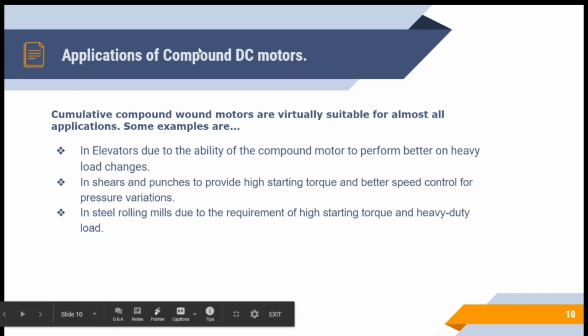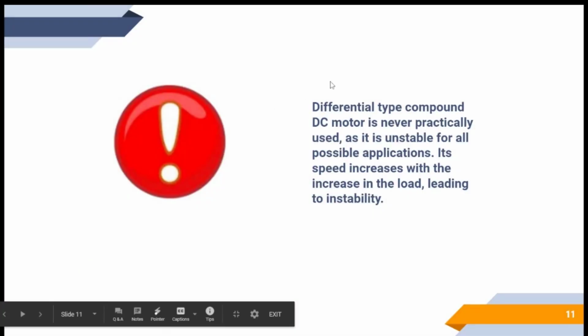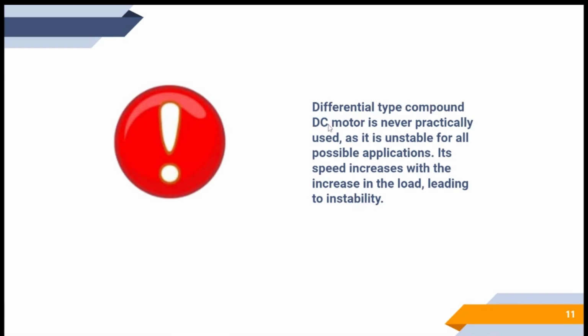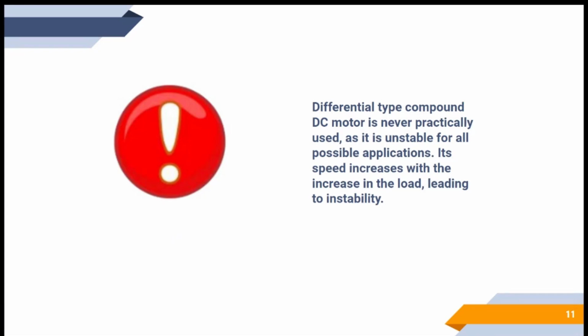But this is not the case for all types of compound DC motors. The common type is called cumulative compound DC motors, but another type is the differential type compound DC motor. It is never practically used because when the load suddenly increases, the speed also increases, which will damage the motor. Hence, they are considered unstable and almost never used practically. So that's all for the applications of DC compound motors.